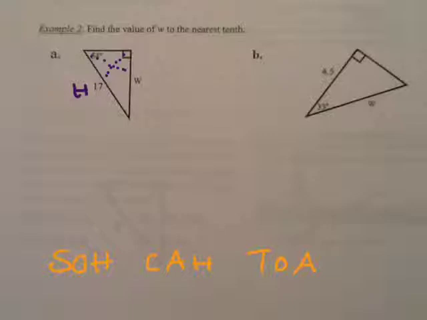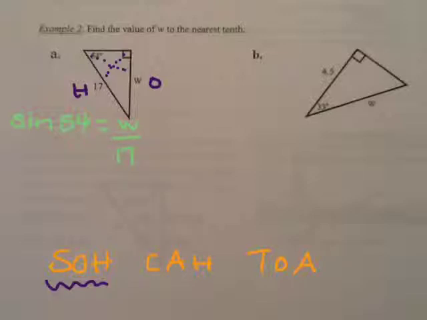Well, if we have the O and the H, the opposite and hypotenuse, go down to SOHCAHTOA. Which one has an O and the H? And that would be sine. Okay, well, that's what we're going to use. We're going to say sine of 54 is equal to the opposite, which is W, over the hypotenuse, which is 17.